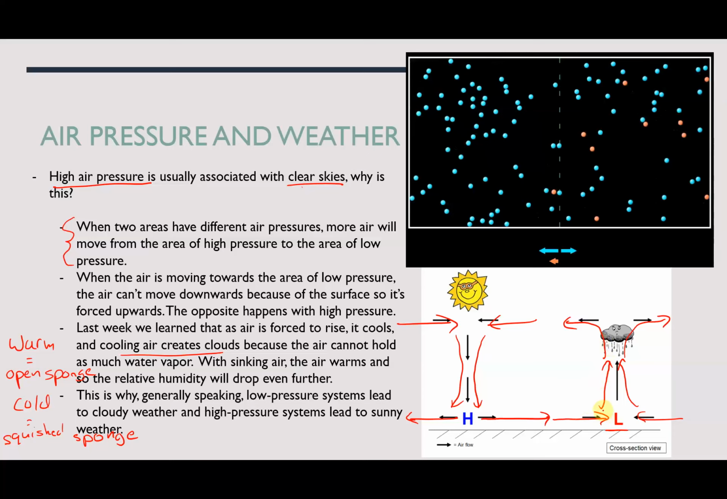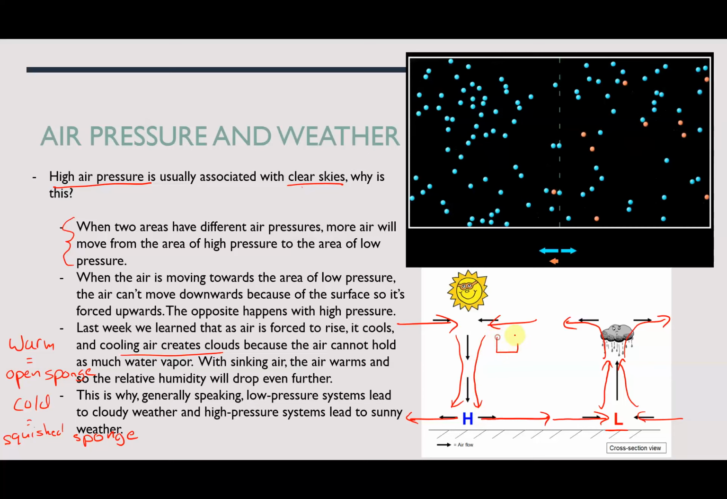So when you have a low pressure area, you're going to end up with air moving upwards. When you have air moving upwards, you are going to form clouds because it cools. Cooling means it condenses, and condenses means it forms clouds and rain. With a high pressure area, the air is moving downwards. That means that the air is actually going to be heating up, and we know that as it heats up, it means that it could hold even more water vapor.